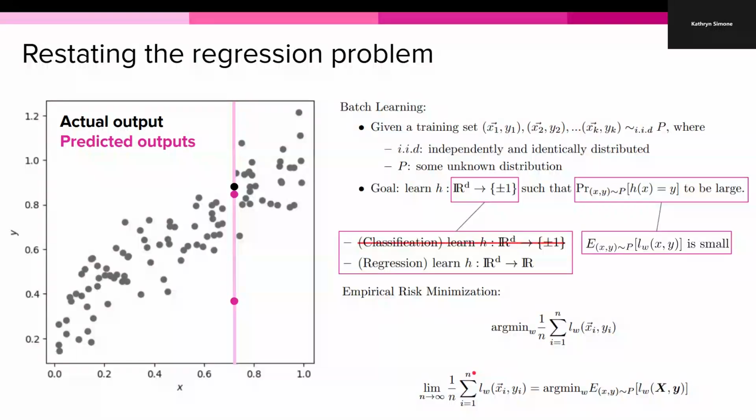And so why does this work? Well, by the law of large numbers, in the infinite limit, this sum will converge to the expected loss for the actual distribution, even though we don't know what that is.